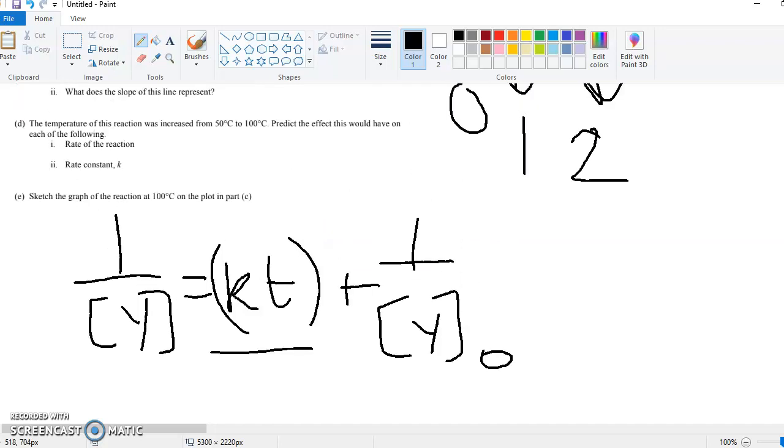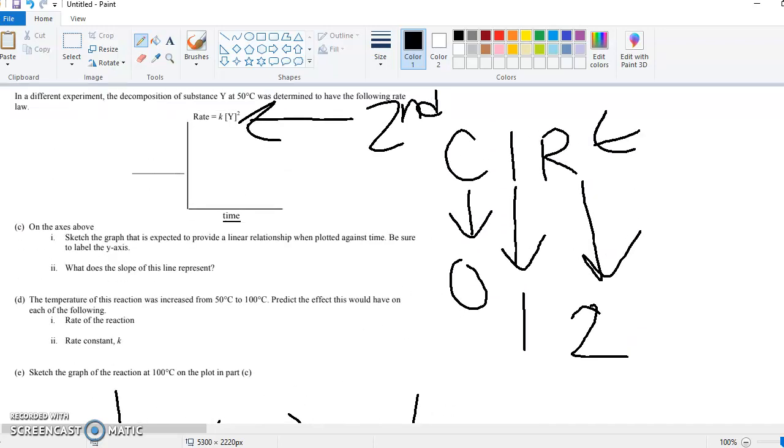All right, so let's go back to the graph that we're supposed to sketch. Don't forget to label your y-axis, your dependent variable, and that's going to be 1 over the concentration of Y. All right. So since it's second order, my slope is going to be positive. I would have to say that my slope would look like that.